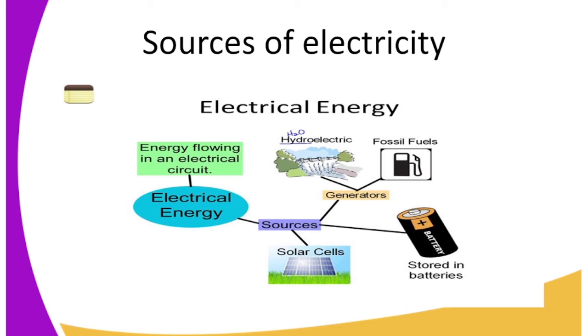Sources of electricity. Electric energy. Electricity is a form of energy, and we have various sources of electricity. We have batteries. Batteries are sources of electricity. We have solar cells, and we have fossil fuels which are used in generators. Water is converted to electric energy by use of generators, and therefore the generators produce electricity.